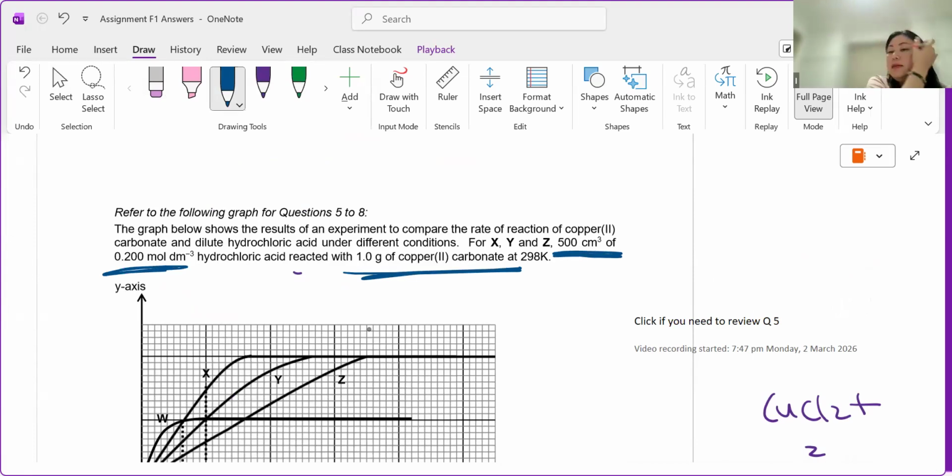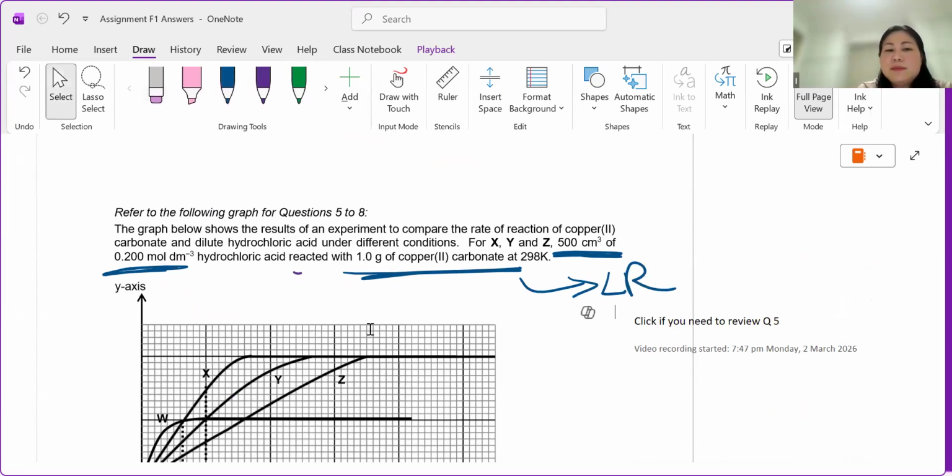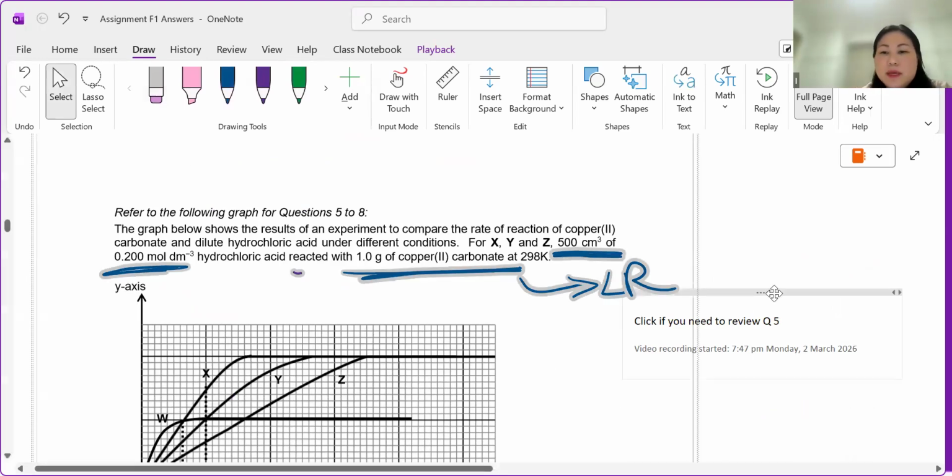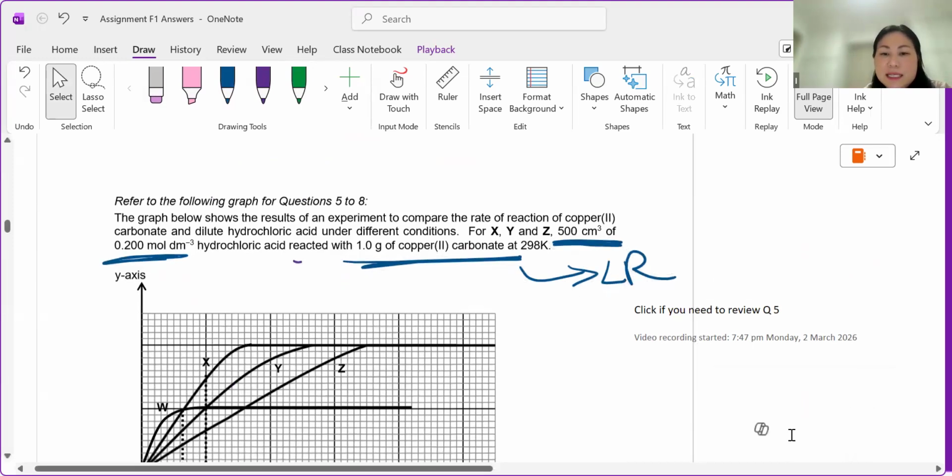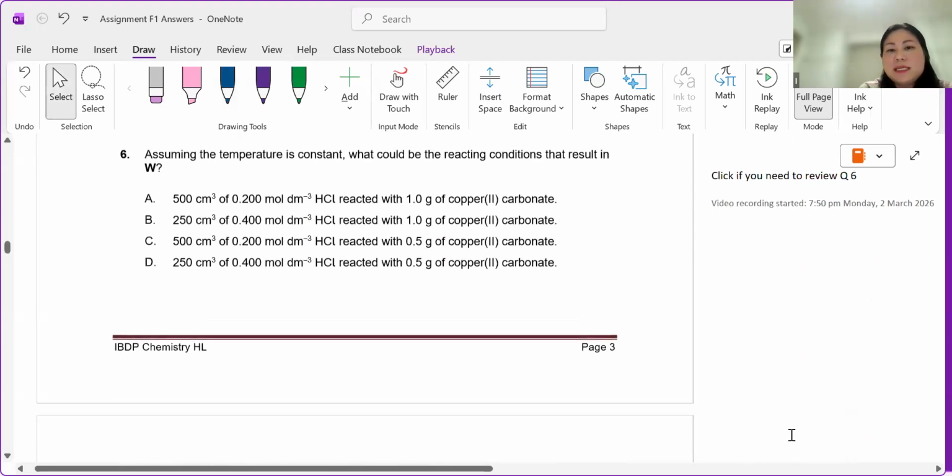Okay, you can determine the limiting reagent and you'll find that the limiting reagent is actually this. You can do your calculation and find the limiting reagent. So carbonate was the limiting reagent. Okay, so if we have a lesser yield, most probably we have a lesser carbonate.